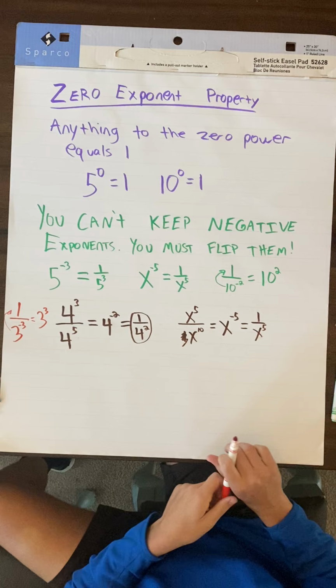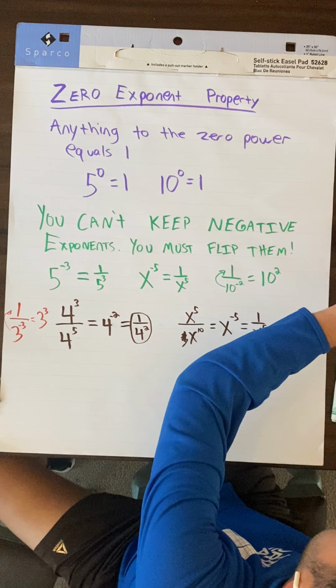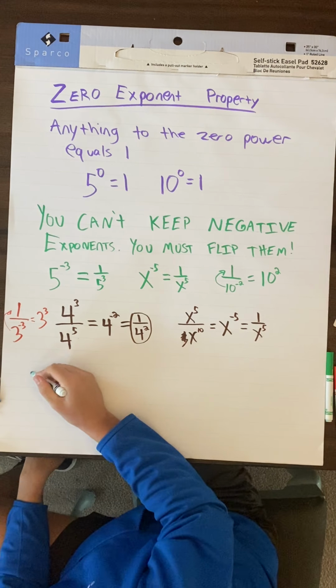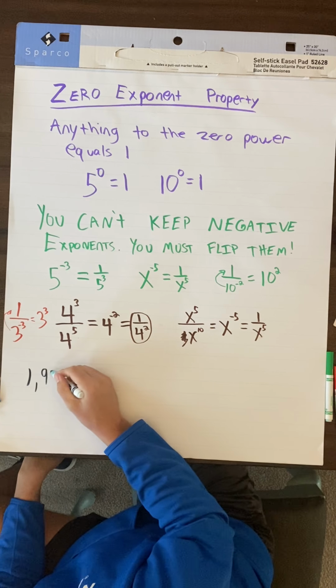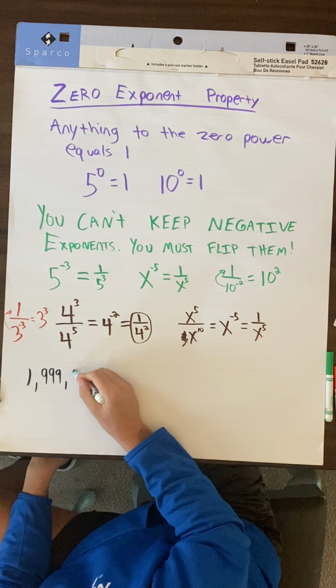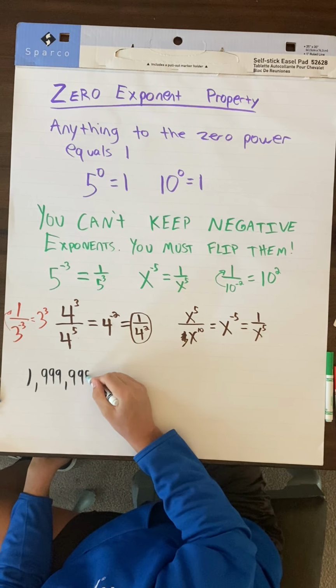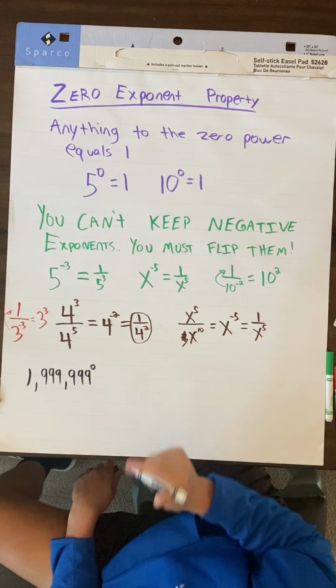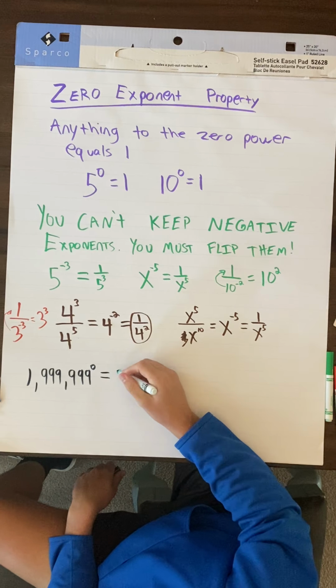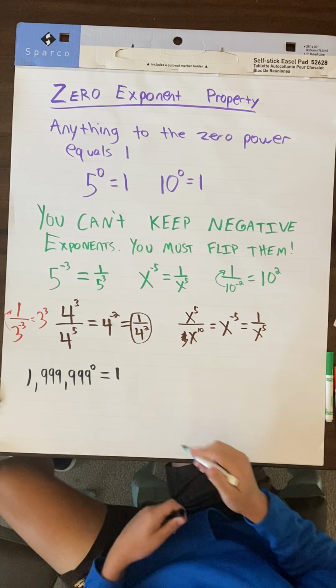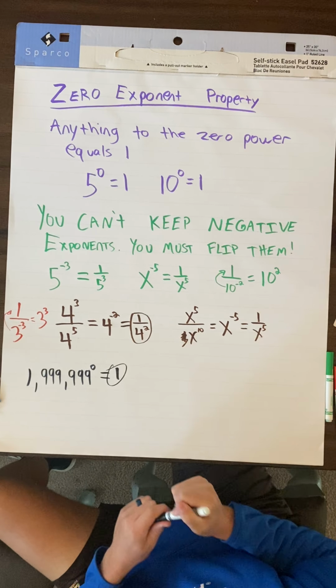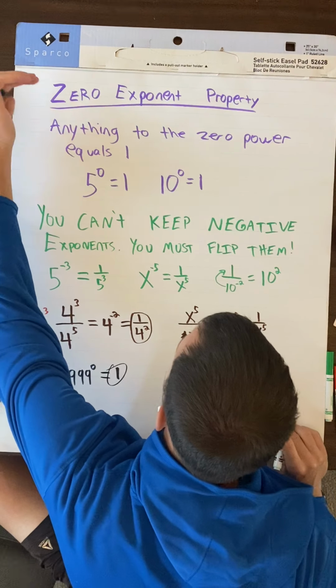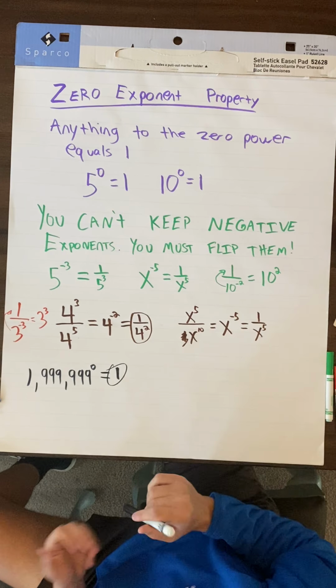Let's just do a couple examples and then you'll be free to work on your own. 1,999,999 to the 0 power. Who could tell me what that equals? Okay, anything to the 0 power is 1. That's the first property we learned up here, the purple one, the zero exponent property.